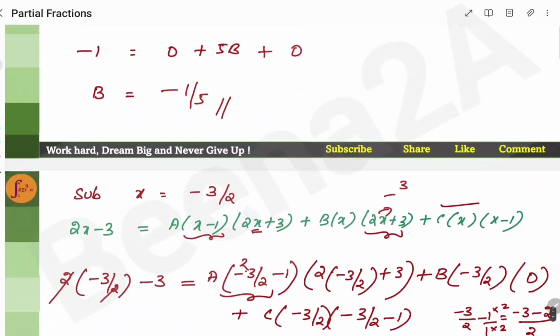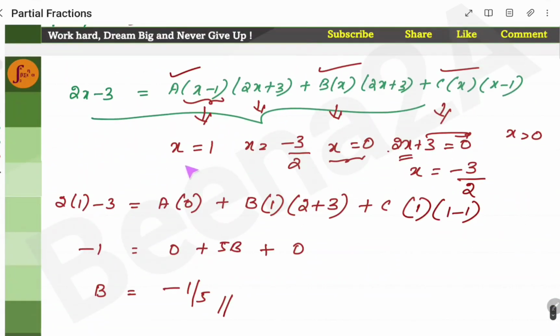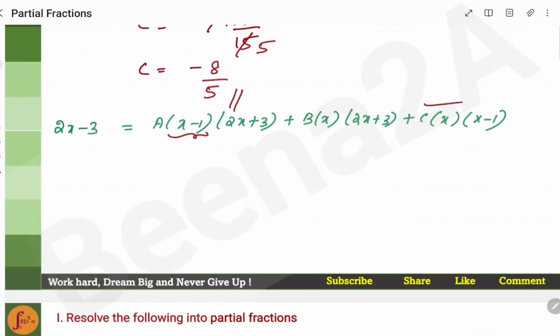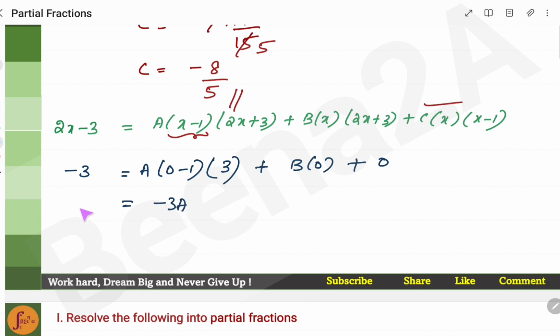Right? Now we have another value of x. We finished this. Now x is equal to 0 we'll have to put. So I'll put x is equal to 0 here. It will become minus 3. a into 0 minus 1 gives 3, plus this will become 0, entire thing. Here also it will become 0. So I'll get minus 3a is minus 3, which means a is equal to 1.